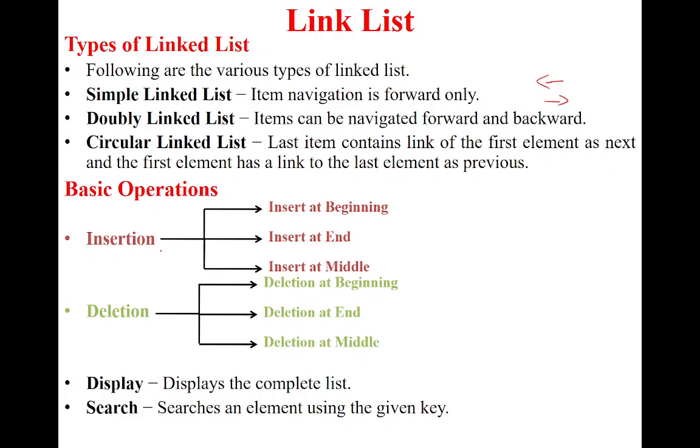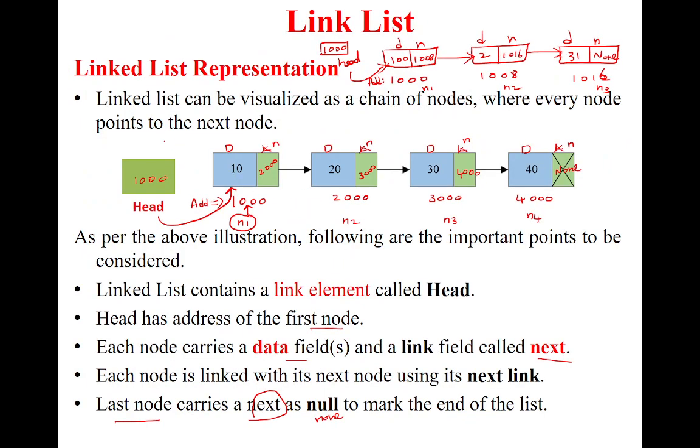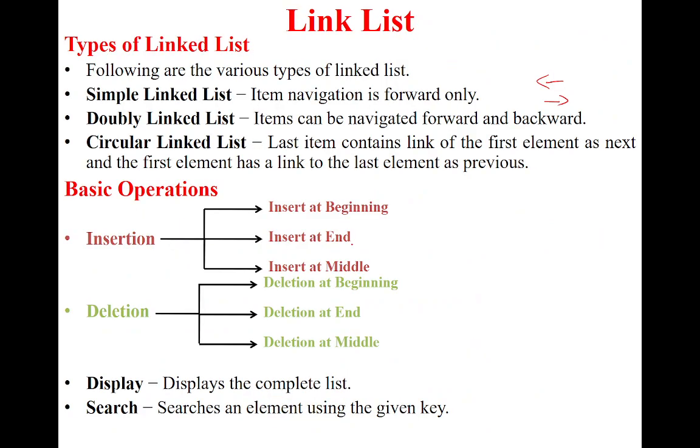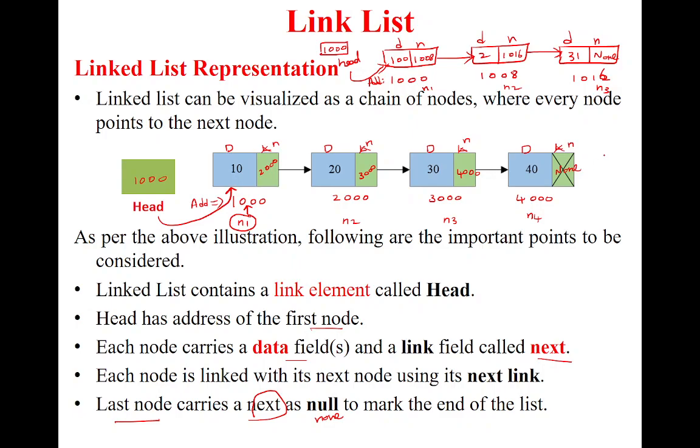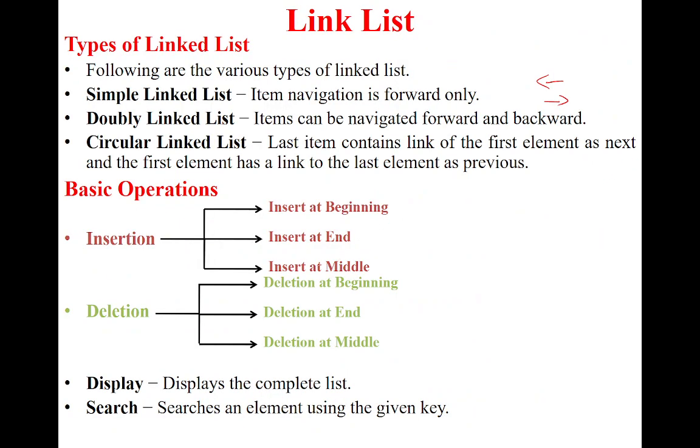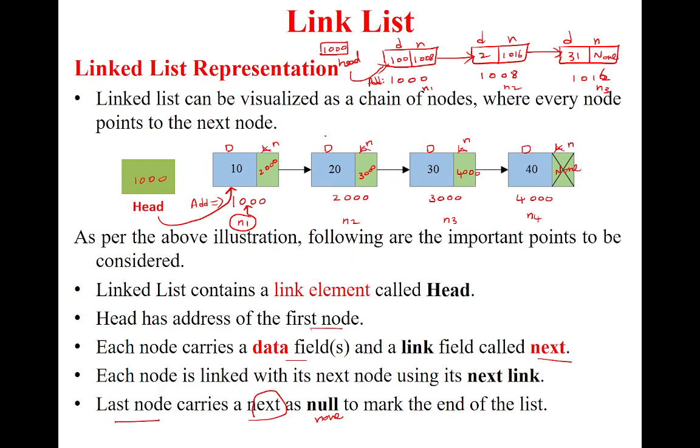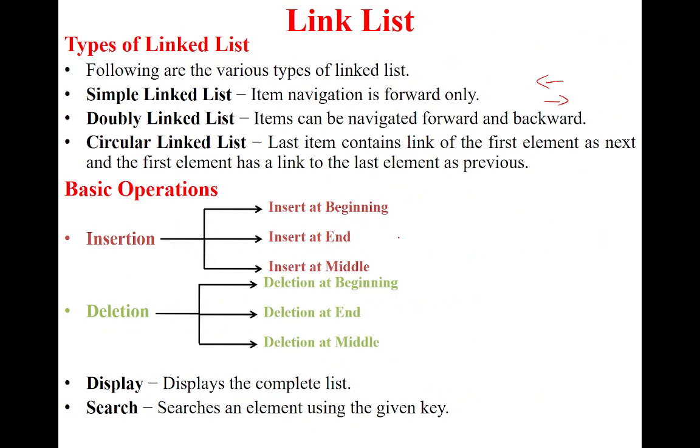Okay, what are the operations? There are generally 4 operations: insert, delete, display, search. For insert operations, we have 3 options. Either we can insert the new node at the beginning of the linked list, here we can insert. Or we can insert the new node at the end. Or we can insert at the middle, somewhere here. Okay, so 3 types of insert are possible.